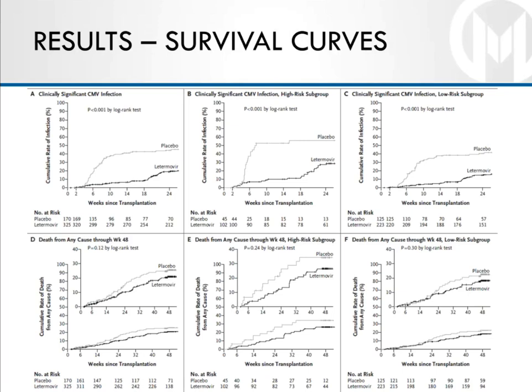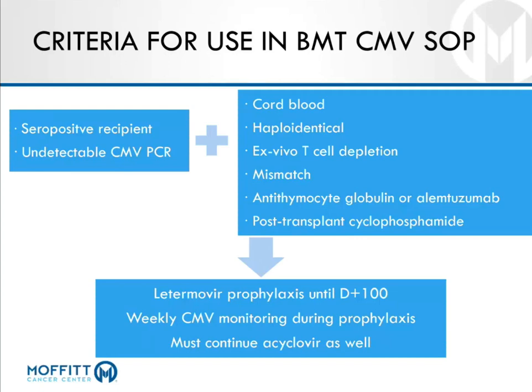And what we can see is that we can significantly reduce the incidence of clinically significant CMV infections in both high and low risk groups. And while there's some separation in the mortality curves through week 48, it's not statistically significant at that time point. However, what it can do is save patients a lot of very unpleasant infections.